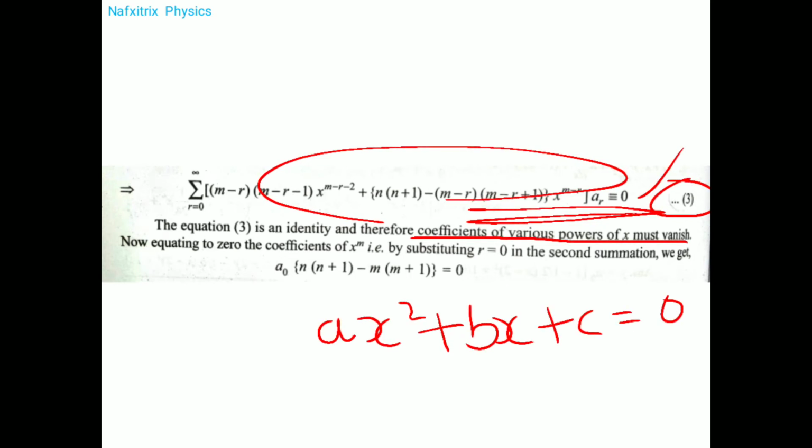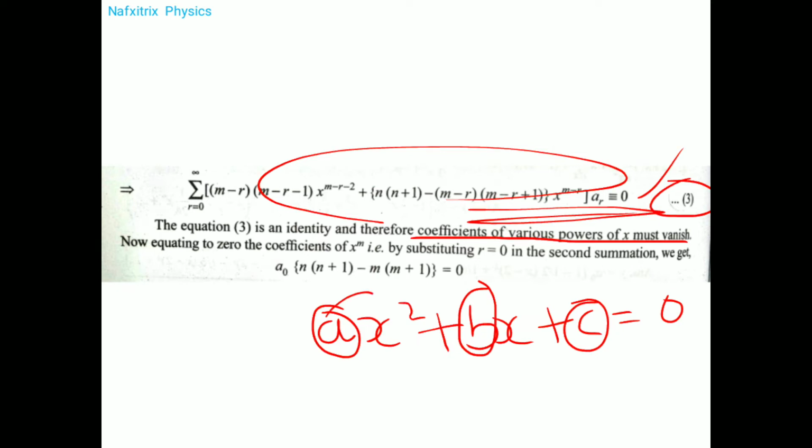So if this is an identity equation, then coefficients of various powers of x must be equal to 0. So the coefficient of x square, a, equals 0, the coefficient of x, b, equals 0, and the coefficient of x power 0, that is c, is nothing but equal to 0. So like that, that is nothing but an identity equation. Here various coefficients must be equal to 0 because it is an identity equation.